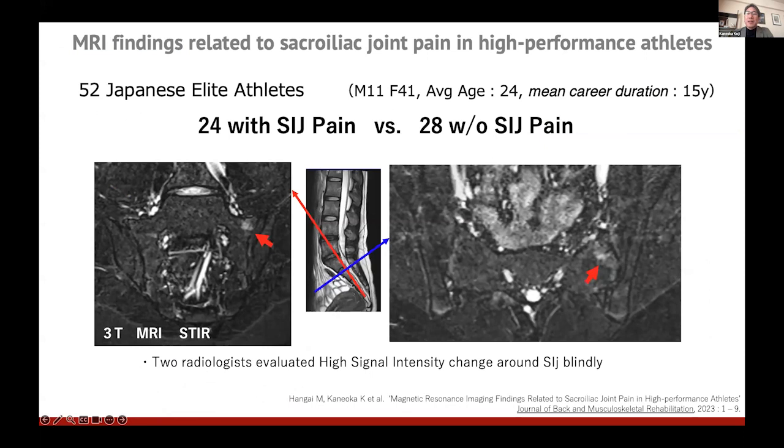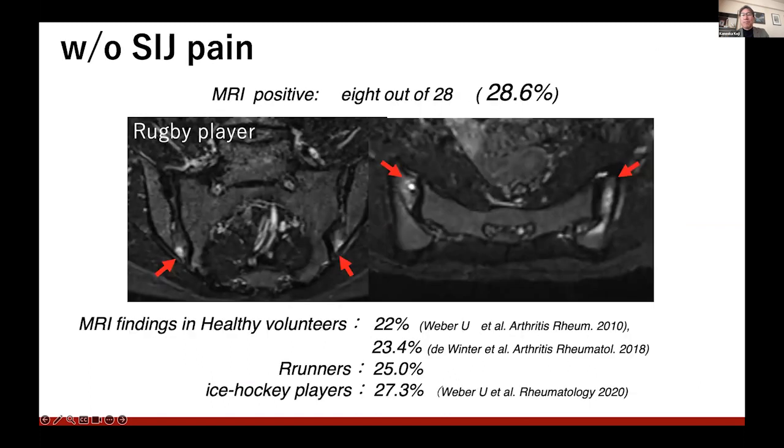Therefore, we conducted a study to clarify the relationship between SIJP and MRI high signal changes. We performed MRI imaging of 24 athletes with SIJP and 28 athletes without pain, as shown in the figure. Two radiologists blindly assessed for the presence of high signal changes. In the 28 athletes without SIJP, high signal changes were found in 8 athletes, or 28%. This frequency was comparable to previously reported data from healthy subjects.